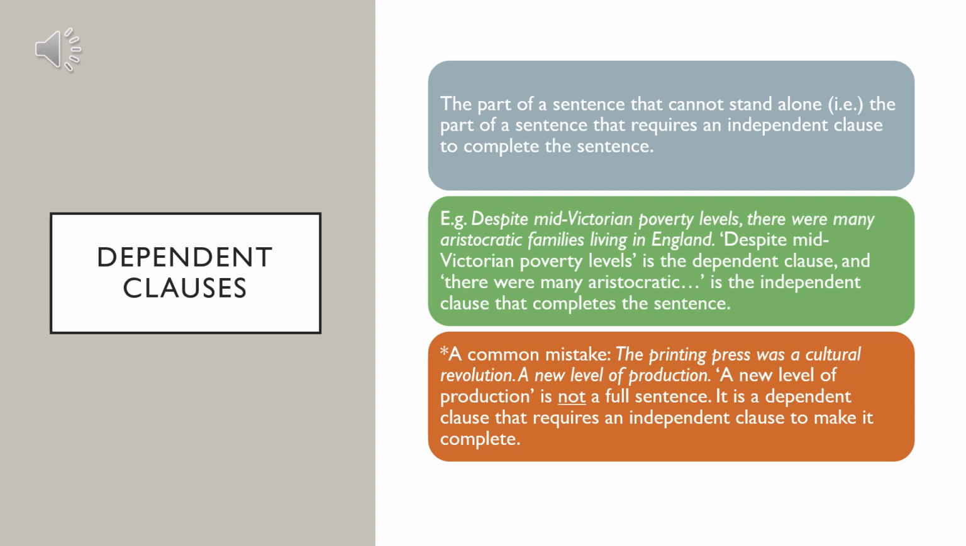Thus we get, there were many aristocratic families. This is the independent clause that completes the sentence. It contains both a subject and a predicate. It can stand alone. And crucially, it helps us make sense of the first clause of the sentence.